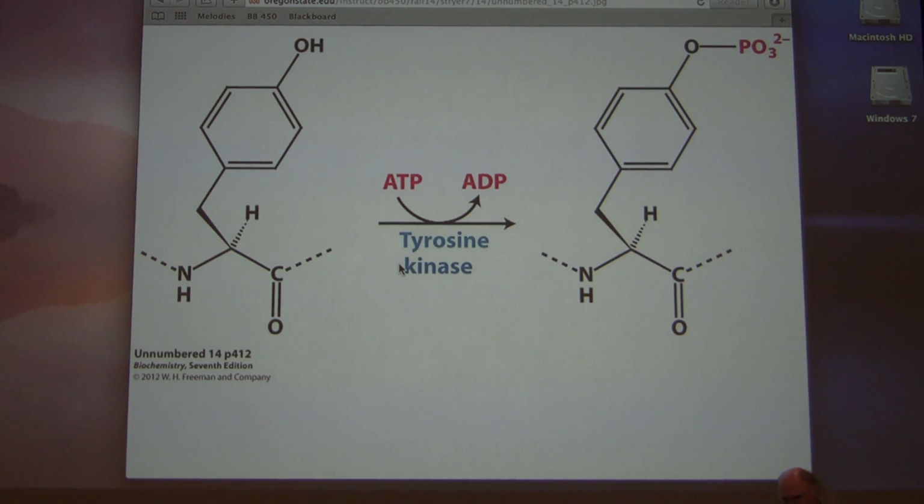I told you that this receptor is a tyrosine kinase. To remind you what a tyrosine kinase does, it takes the side chains of tyrosines and puts phosphates on them, using the phosphate from ATP.